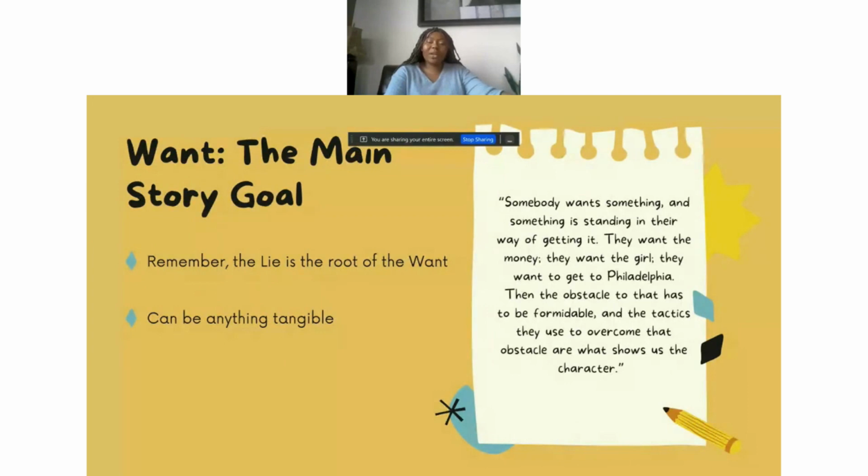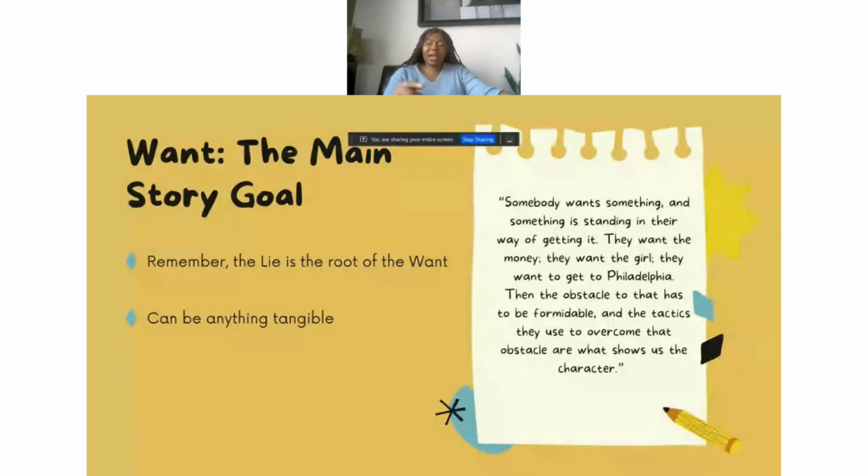Whatever the character wants, whatever they are going after throughout the course of the story, should be something that they think will basically make them happy. And people are like this in real life. Oh, if I can just get that new car, all my problems will be fixed. If I can just get some money, all my problems will be fixed. If I can just get that new house, all my problems will be fixed. And this is the way that your character needs to think too. So they think, oh, if I just get this one thing, then my life will be whole. Then I will be whole. Then I will be happy. And the want can be anything tangible.